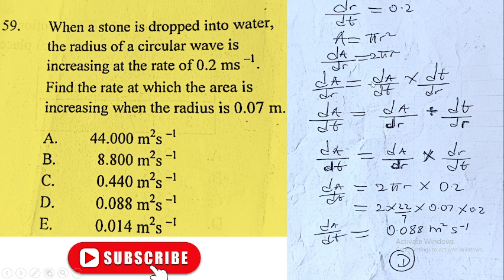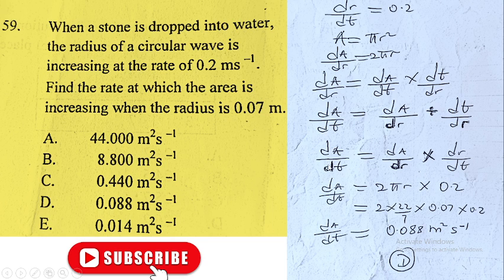Now using the chain rule as well, I can get dA/dr equal to dA/dt times dt/dr, because if the dt cancels, I have dA/dr back. Our aim is to find the rate at which the area is increasing, which is dA/dt. So we can divide both sides by dr/dt. That means I'll have dA/dt equals dA/dr divided by dr/dt.